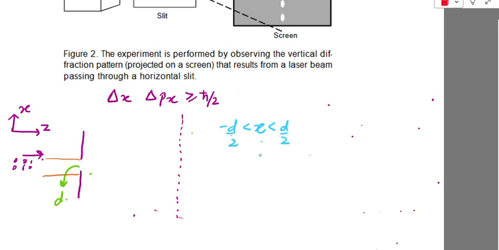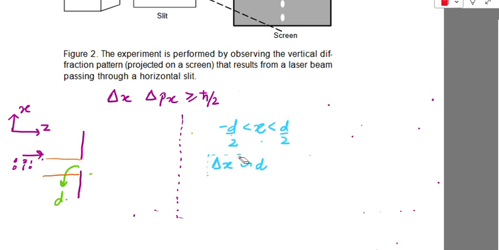minus d by 2 to plus d by 2. The photon can be anywhere between the slit. The uncertainty definition that we are taking here is the difference of the minimum and maximum possible values. So uncertainty will just be of the order of the slit width.